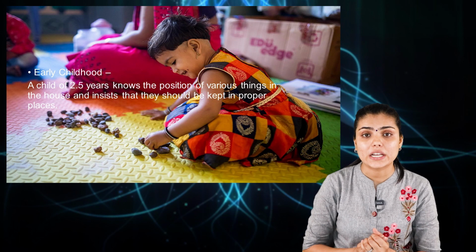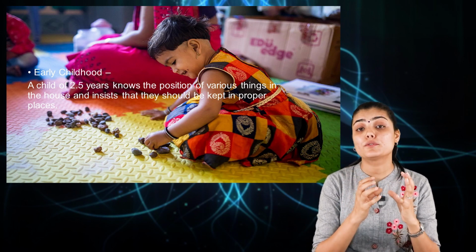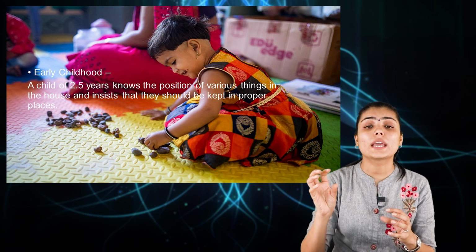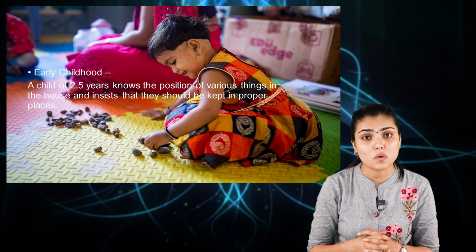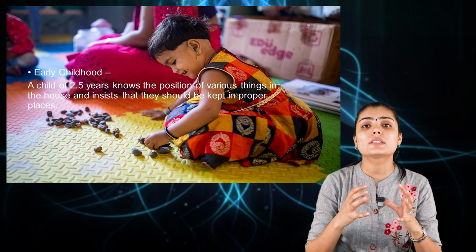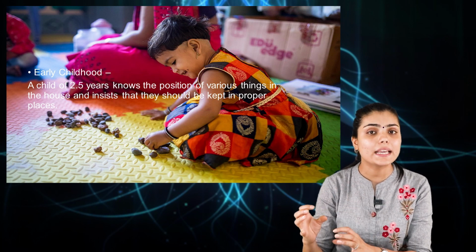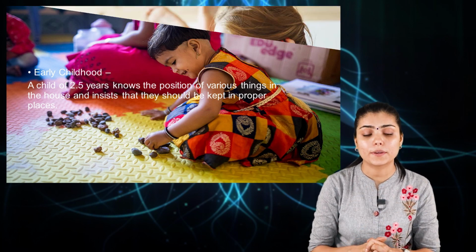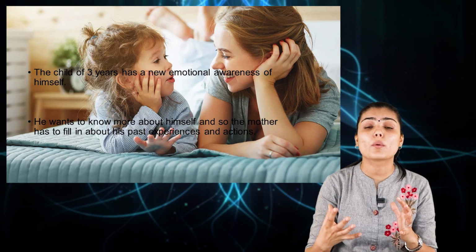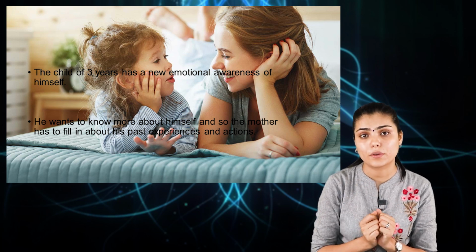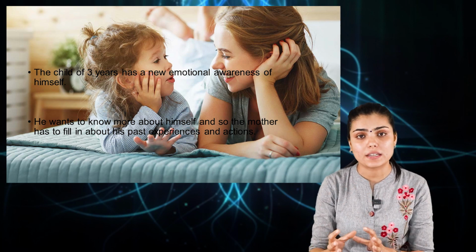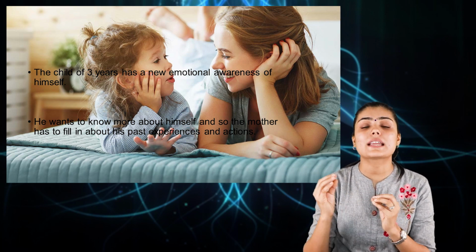Let us see early childhood. When a child reaches the age of 2.5 years, the child will know the location of various things kept in the household. And the child also insists that those things must be kept in the proper place. Now, if the child is 3 years old, the child will be emotionally aware about himself or herself. So here the mother has to fill in about the child's past experiences or past actions.